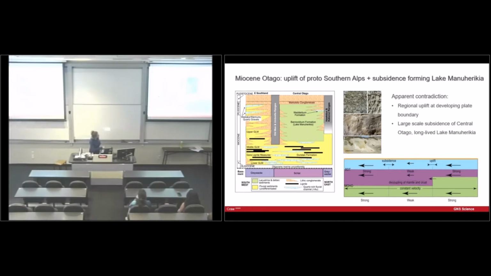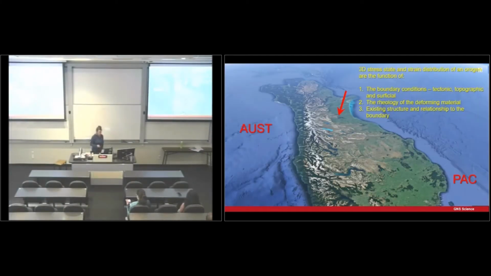So that's what I just showed you. When I'm looking at the deformation anywhere, in this case an oblique orogen, what we see, the 3D stress state and the strain distribution that results from that, is really a function of these three things. It's a function of the boundary conditions, so largely the tectonic boundary conditions, but also topographic and superficial.